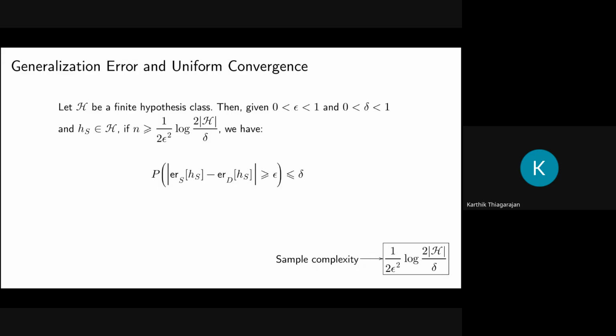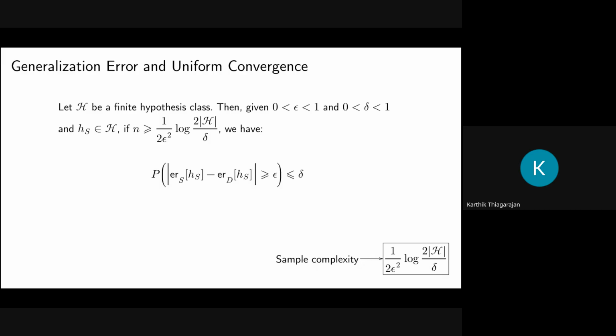So that is the speciality about this result, right? That's why it is called uniform convergence. It's not true for some fixed classifier alone. For every single classifier in your hypothesis class, this holds good. Okay, so that is uniform convergence, and this happens when you have at least these many samples. That minimum number of samples is what you call the sample complexity.